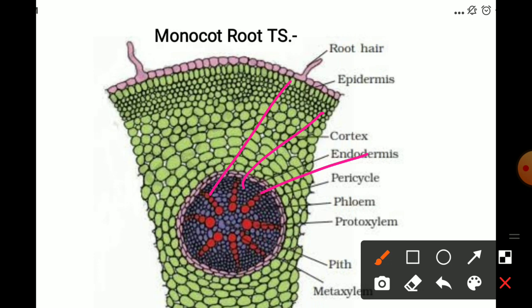We call this the exarch condition. The protoxylem points are facing toward the outer side. This is called the exarch type of condition. So this is the core part of the root showing polyarch condition, and the total number of radial vascular bundles is 8, 11, 16 or a maximum of 22 or more. So numerous radial vascular bundles are there, polyarch condition showing exarch nature.